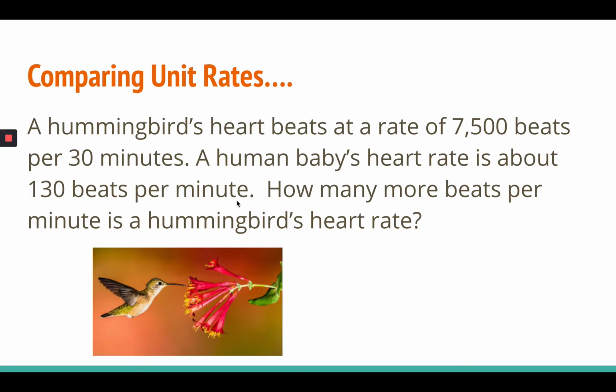Okay, now the next type of question they're going to ask you in this assignment is to compare unit rates. So a hummingbird's heart beats at a rate of 7,500 beats per 30 minutes. A human baby's heart rate is about 130 beats per minute. How many more beats per minute is the hummingbird's heart rate? So it's asking you to look at a hummingbird's rate of heartbeats versus a baby's.